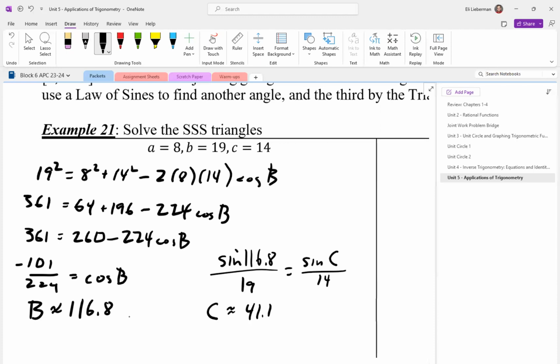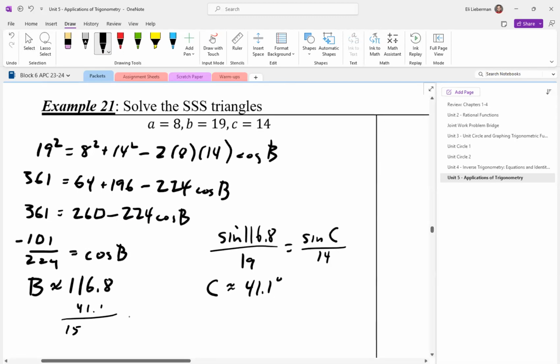41.1. Did anyone else get that? Yeah. Okay, and then? And I did 41.1 plus 116.8. Okay, that added, I got 157.9, and then 180 minus that. Okay. That was 22.08, so 22.1. Okay, are we good with these? Nicely done. In terms of rounding.